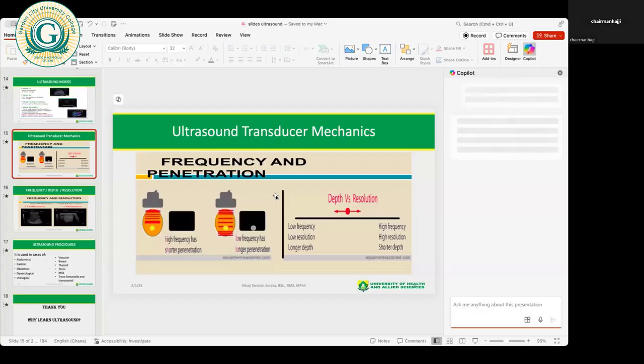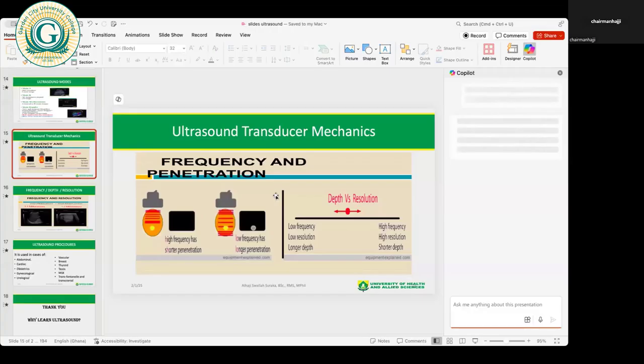The various frequencies determine the depth to which the ultrasound probe can penetrate. So when you have a 2 megahertz ultrasound probe, that particular probe can penetrate more than another probe which has 5 megahertz. When I say penetrate more, it means it can go deeper.